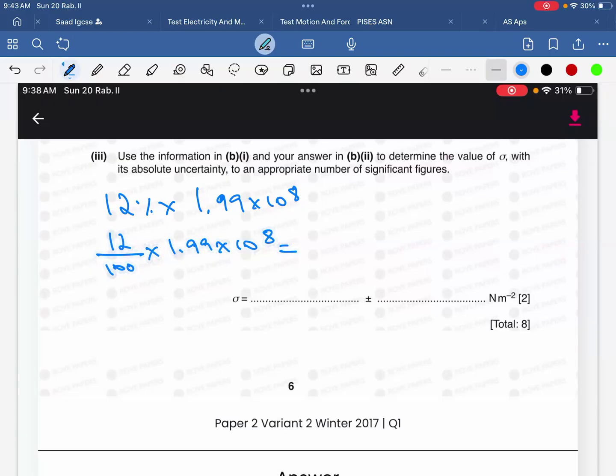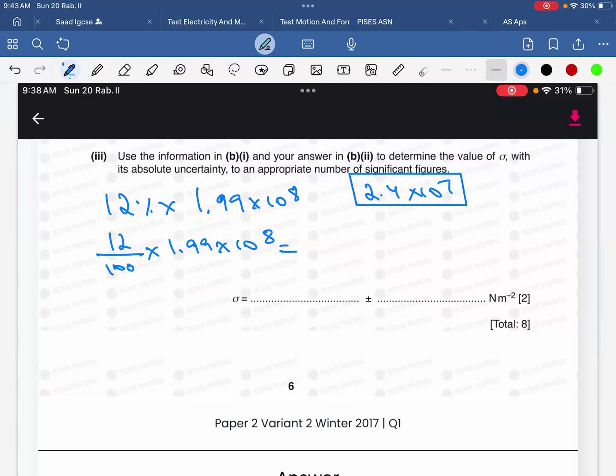Should I tell you in standard form? No, you tell me simply the answer. I think it's better if I say it in standard. Okay, good, tell me. 2.4 into 10 exponent 7. Okay, this is the uncertainty.